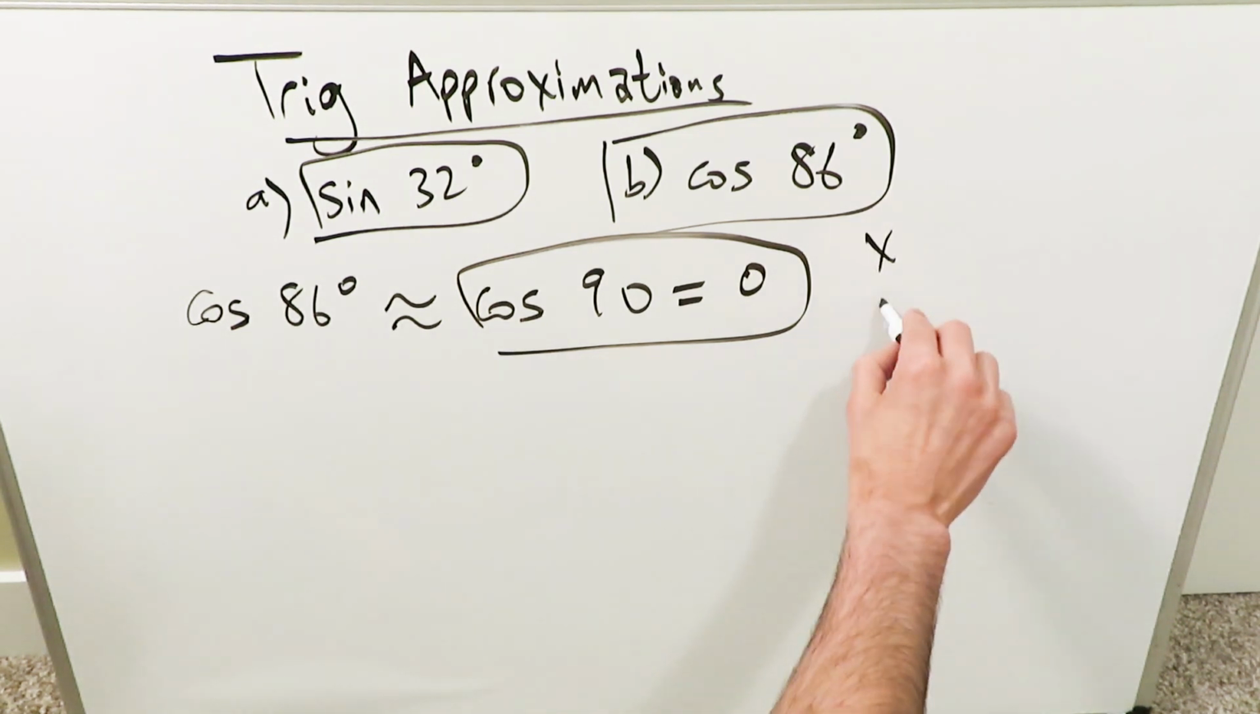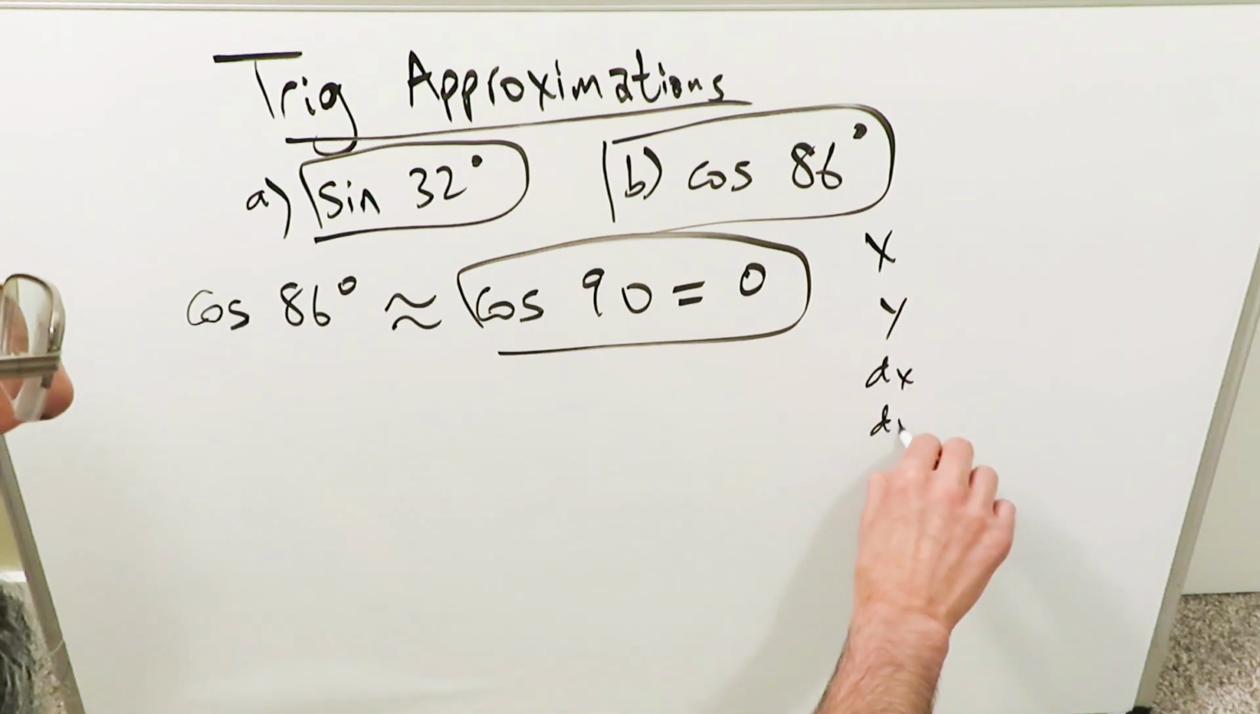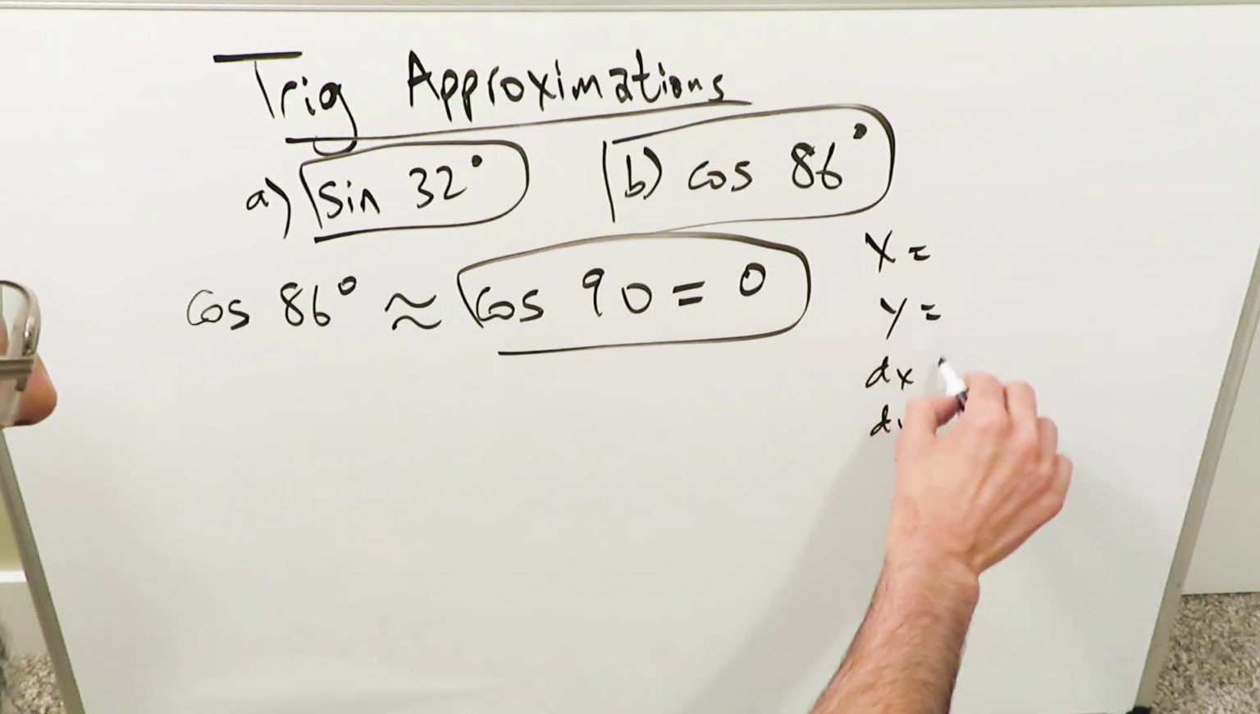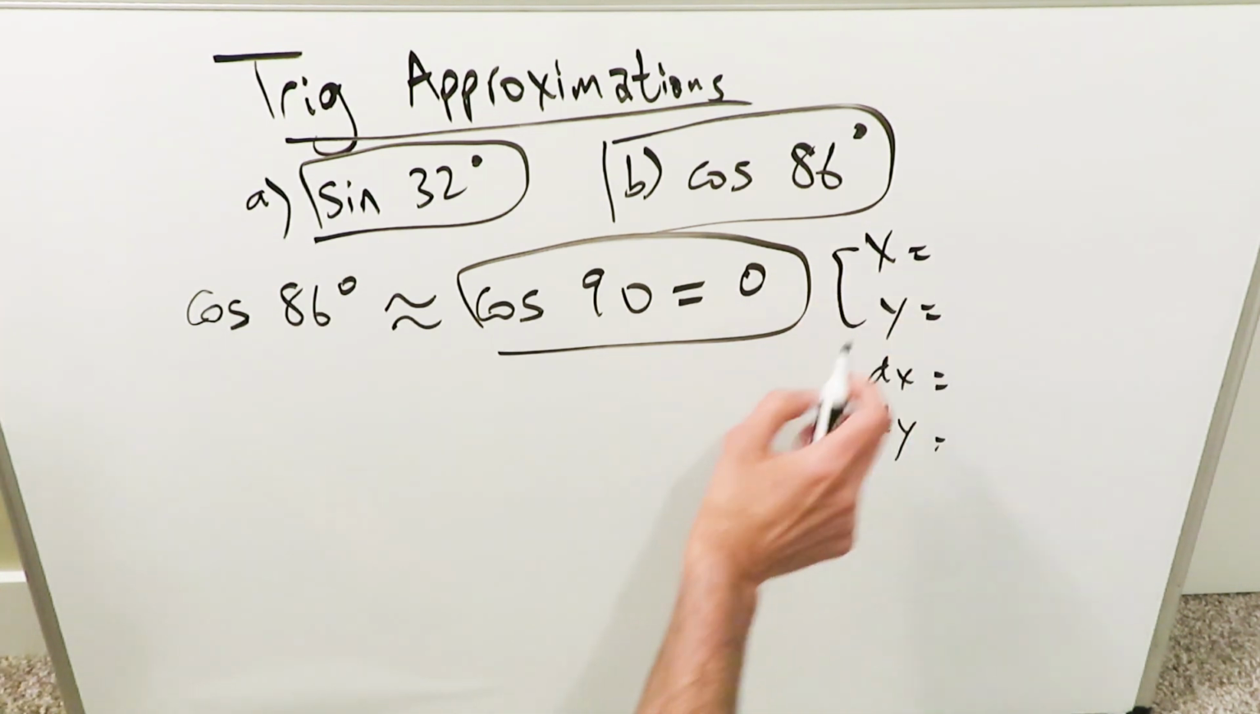I have to determine x, y, dx and dy. Dx must be in radians. I have here x's and y's coming from my known values.